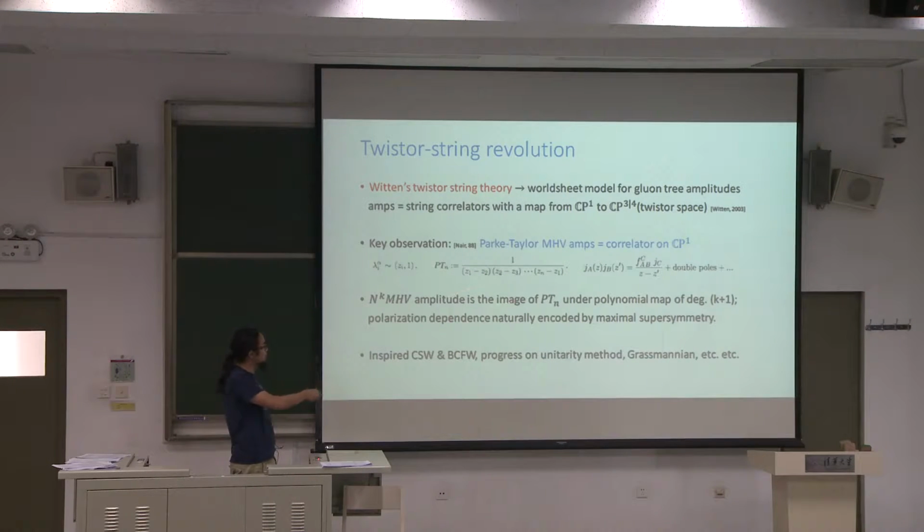You build a map from your Riemann sphere with these punctures to your target space, which has the kinematics of your scattering amplitudes, these spinors. Then all amplitudes can be viewed as Parke-Taylor. In the MHV case it's a trivial map, and in the non-MHV case it's a polynomial map, which maps this Parke-Taylor into something more complicated. So this inspired a lot of developments.